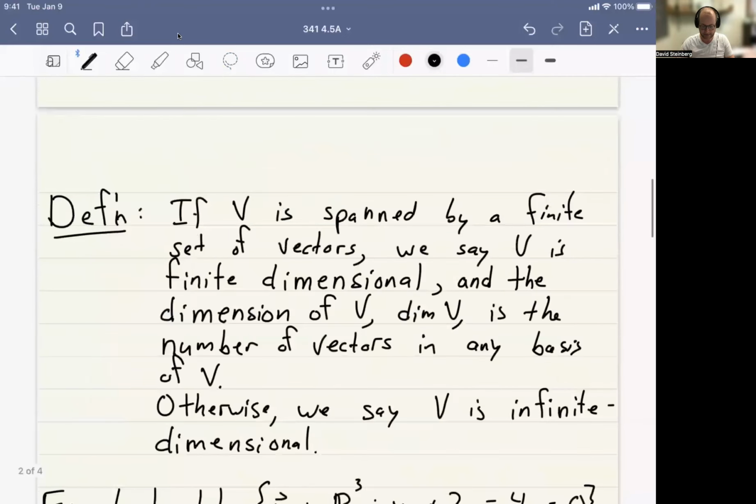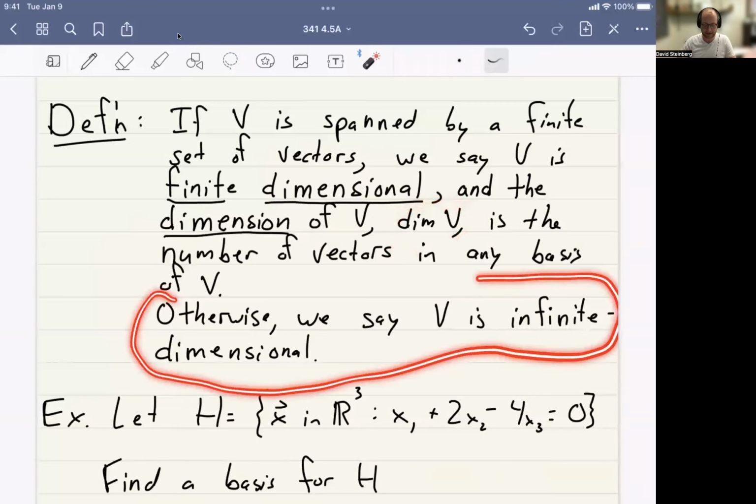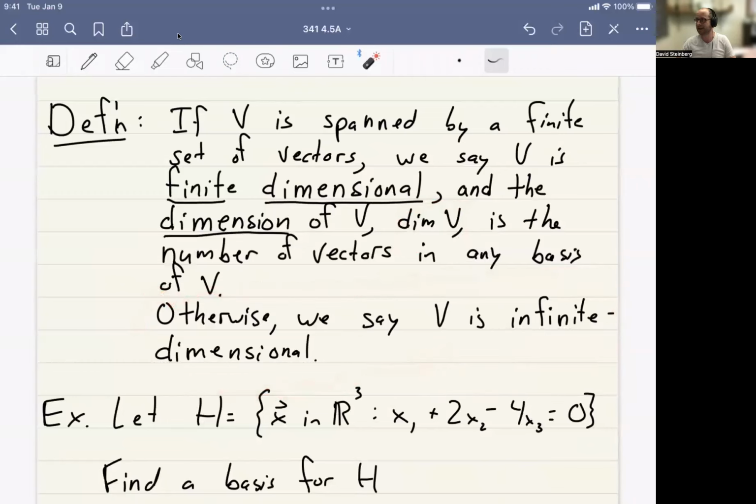Okay, definition. If V is spanned by a finite set of vectors, which is most of the vector spaces that we've been talking about, I would say V is finite dimensional. And the dimension of V, dim V, that's how we write it, is just the number of vectors in any basis. Otherwise, we say that V is infinite dimensional. I don't think we're going to say much about infinite dimensional vector spaces in this class. If you are curious about infinite dimensional vector spaces, there's a graduate class in functional analysis somewhere for you.